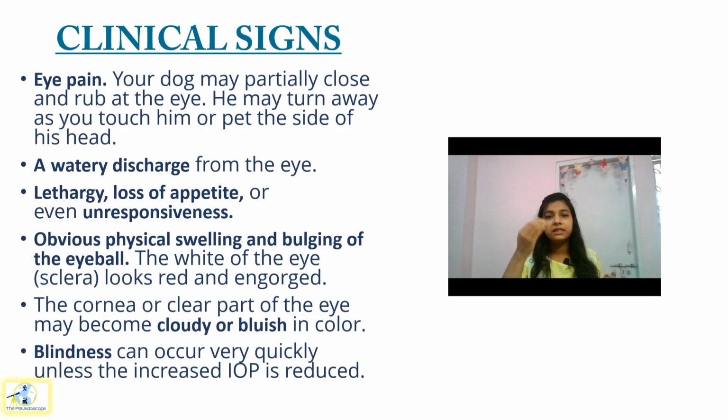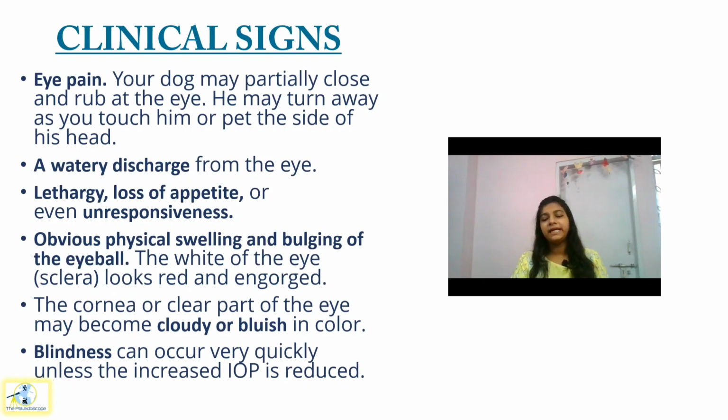The cornea, or the clear part of the eye, may become cloudy or bluish in color. Blindness can occur very quickly unless the increased IOP, or intraocular pressure, is decreased. So the main clinical sign that you will be seeing is eye pain, then loss of appetite, then the white part will become red, then a cloudy or bluish cornea you will be seeing. So these are some of the clinical signs you will be seeing.